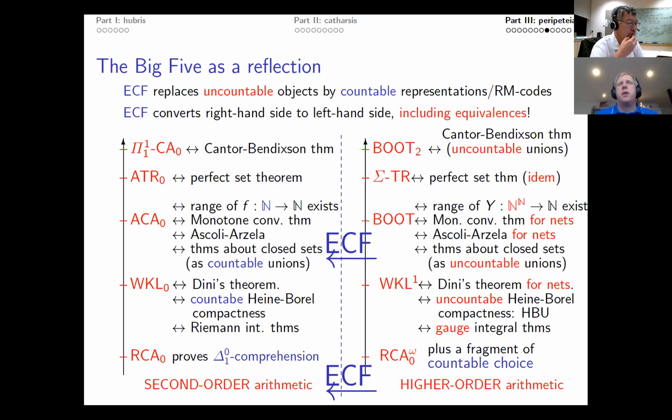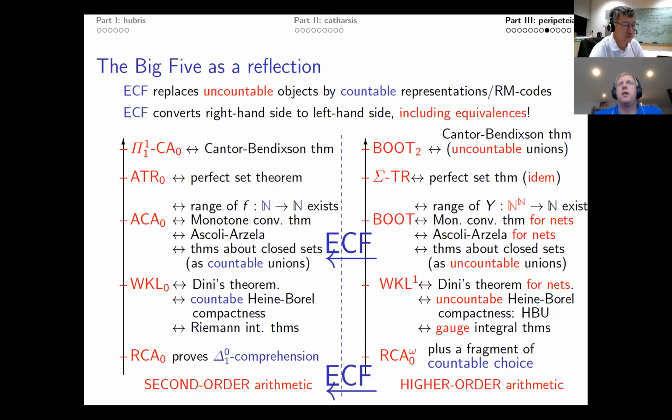So there is in fact a big five in higher order arithmetic, and it's a similar development, but it's a very nice one because how do you generalize sequences? Well, this is known from topology. That's called nets. How do you generalize beyond the Riemann and Lebesgue integral? Oh, that's known. It's the gauge integral. Heine-Borel for uncountable covers was formulated 130 years ago and stuff like that.